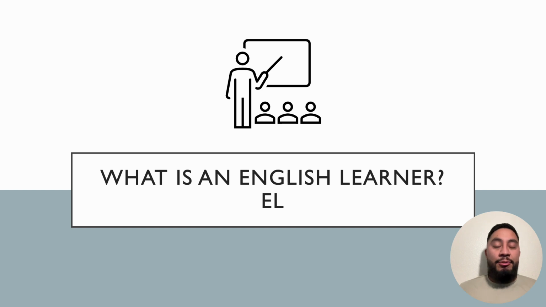So what is an English learner? Well, according to Web 2017, an English learner is a student whose native or first language is not English. Many of these English learners have obstacles such as living in lower socioeconomic environments and not being able to speak English at home.